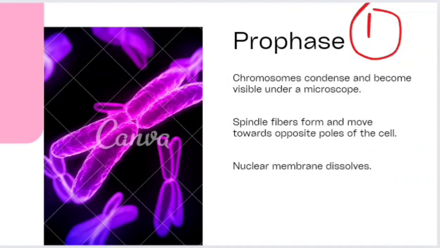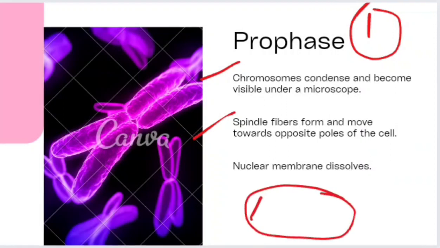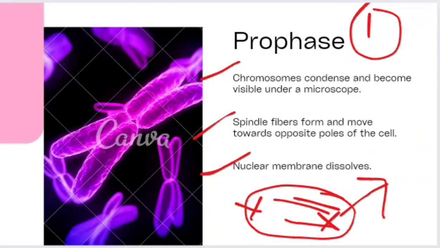Spindle fibers form and move towards the opposite poles of the cell. So this is a cytoplasmic activity in which these spindle fibers form and move apart towards the opposite poles of a cell. We know this is a cell, and spindle fibers come out of the cell organelle called the centriole. This is a centriole, from which arise the spindle fibers, and the nuclear membrane also dissolves.